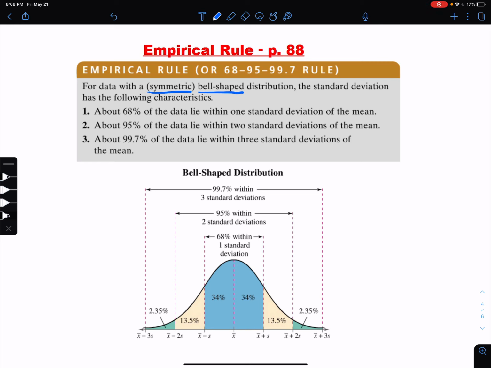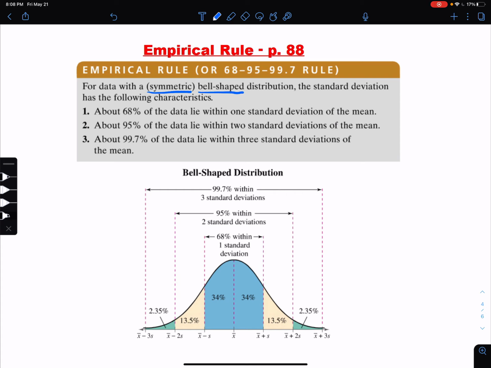So at the end of section 2.4, you're going to be looking at one way to apply the standard deviation to determine the distribution of data values. Now, when we use the empirical rule, the first thing that we have to do is make sure that we're dealing with symmetric, or what we call bell-shaped data.